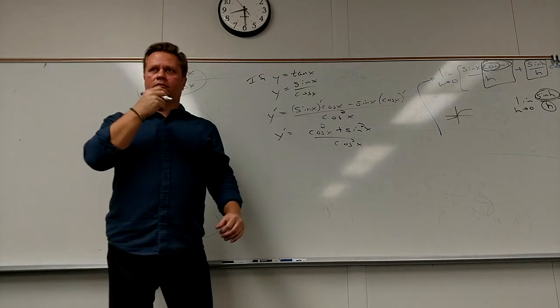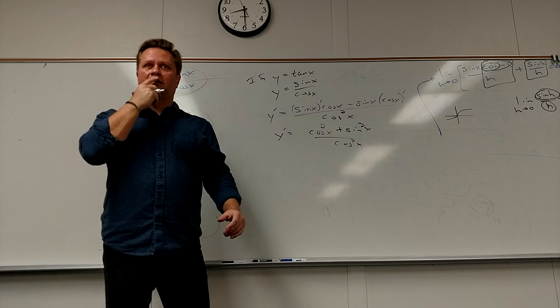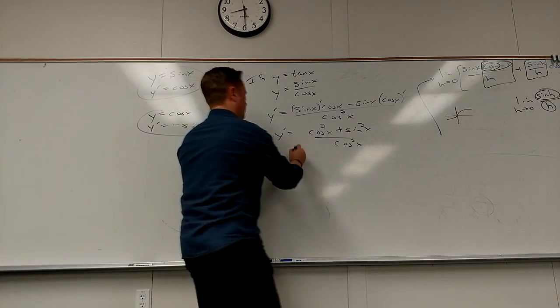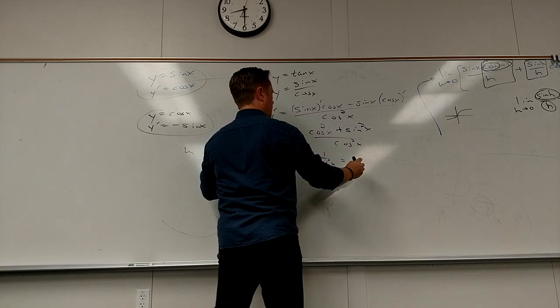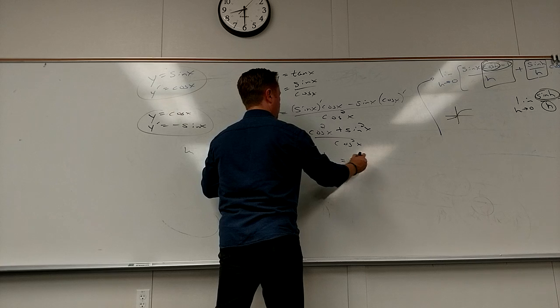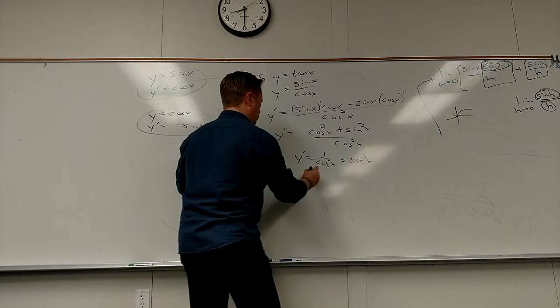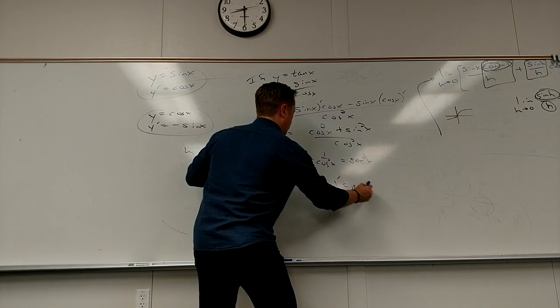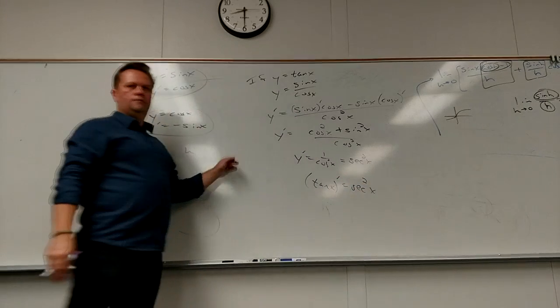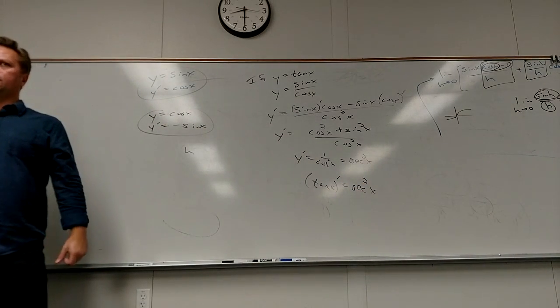What's the top? 1. And what's 1 over cosine? Secant. There we go. So the derivative of tangent is secant squared. That's another rule we know and that you must memorize.